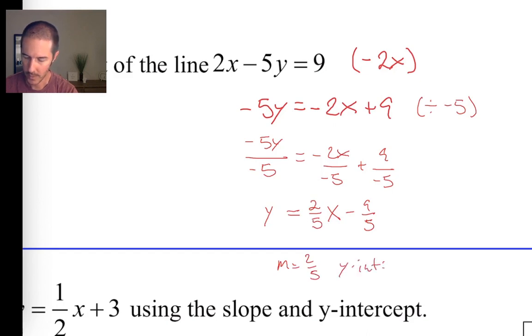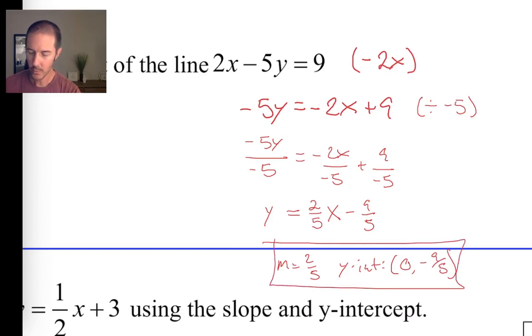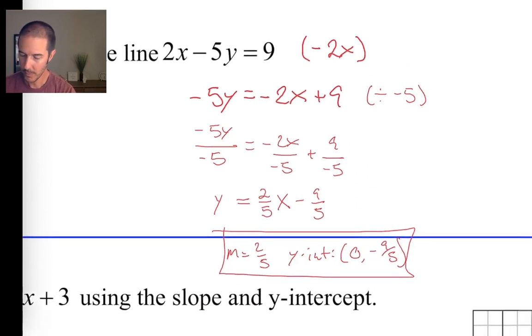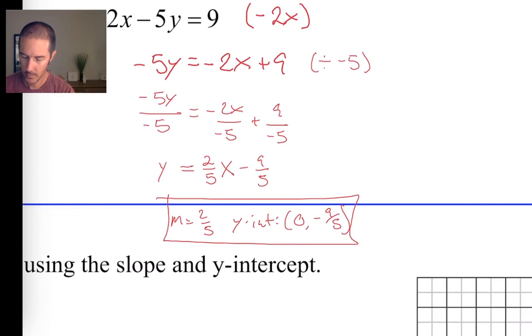The y-intercept at 0, negative 9/5. I'll take just a moment to point out, if you want to put a little note in your notes, that negative 9/5 is equivalent to negative 9 over 5 and positive 9 over -5. This fraction could be written in any one of those three ways.